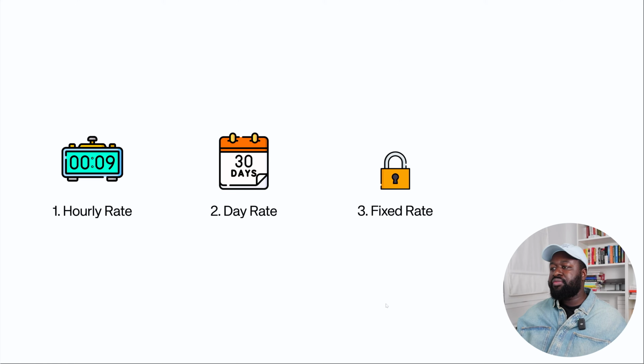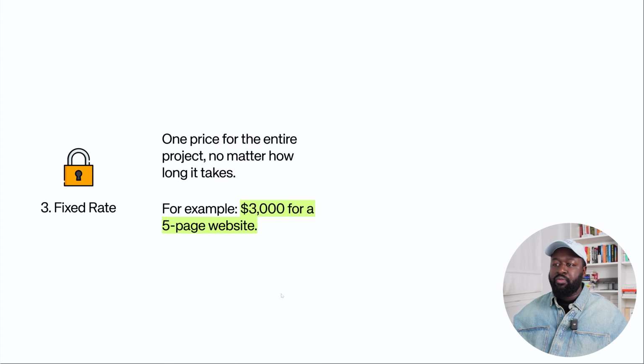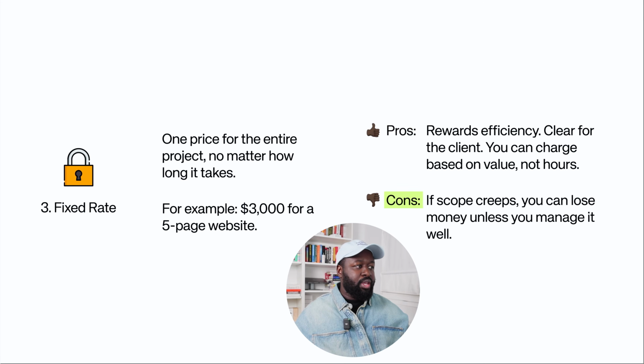The third one is fixed rate, and this one is great, but it also has some cons. Basically, it's one price for the entire project, no matter how long it takes, okay? For example, $3,000 for a 5-page website. Here are the pros. It rewards efficiency, so the faster you are, the better. It's very clear for the client, and you can charge based on value, not hours. But here's the thing. If the scope creeps, you can lose money and time unless you manage it well.